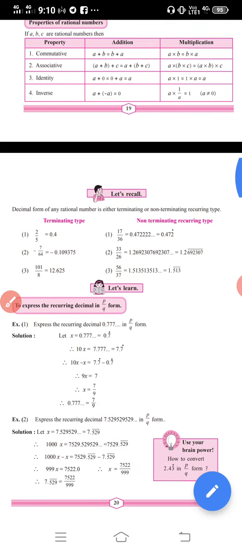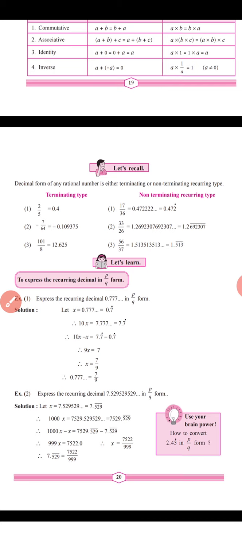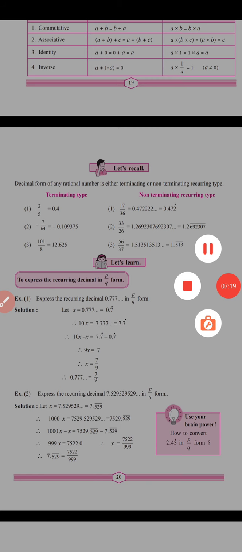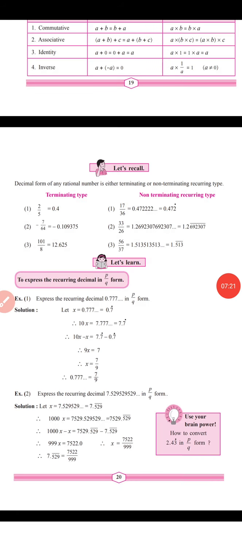Now next, how to express a recurring decimal in p upon q form? Now we have an example. Example first: express the recurring decimal 0.777, where 7 is repeated and repeated, in p upon q form.